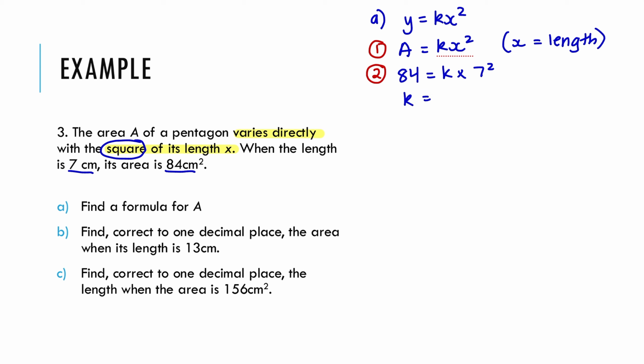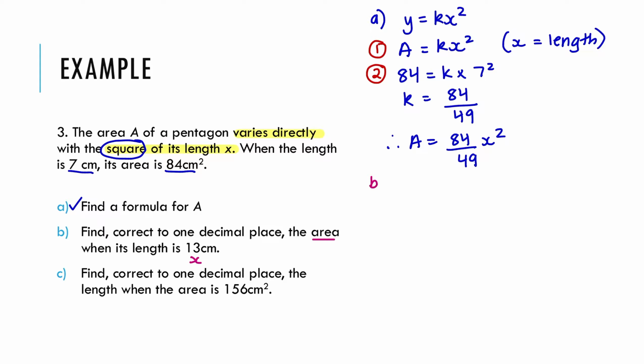So then when I go to solve for k, it will be 84 over 49. So my formula for the area of this pentagon is going to be 84 over 49 multiplied by x squared. And that's my answer to A. Now for part B, it says correct to 1 decimal place, find the area when its length is 13 centimeters.